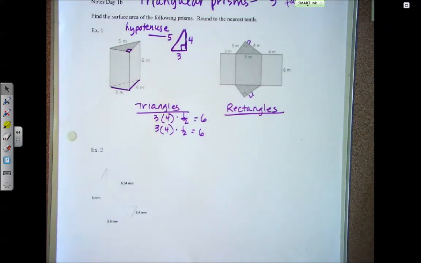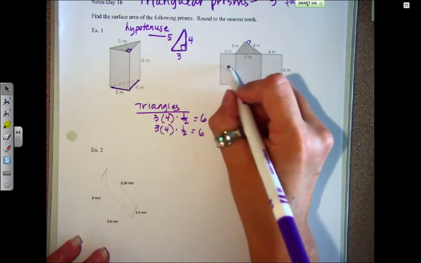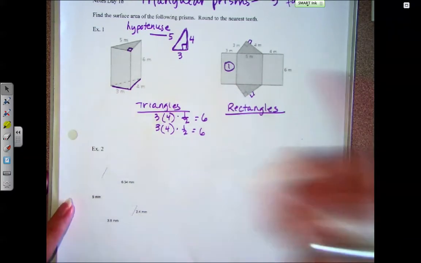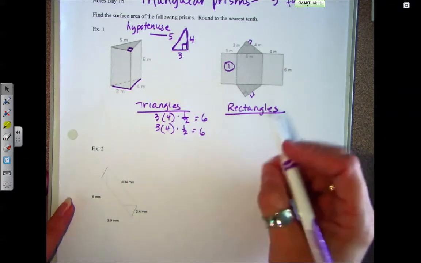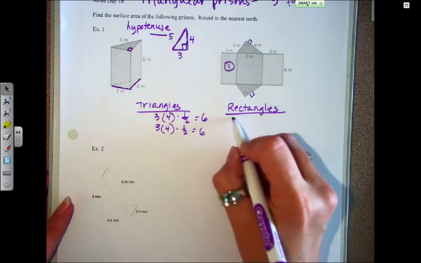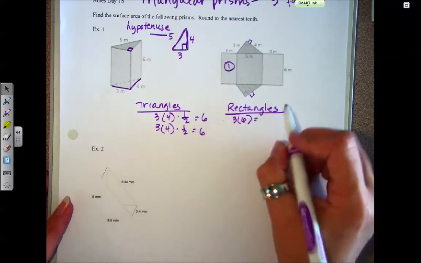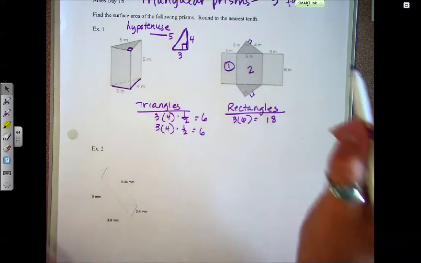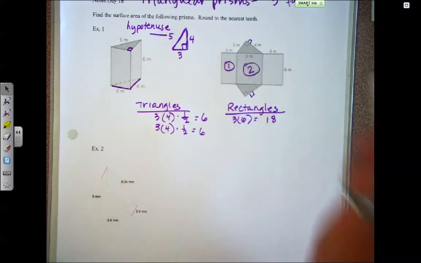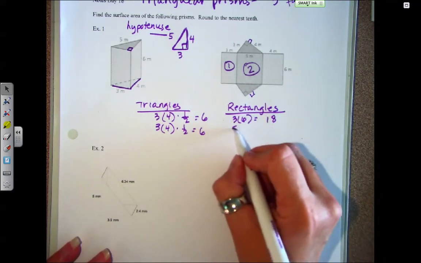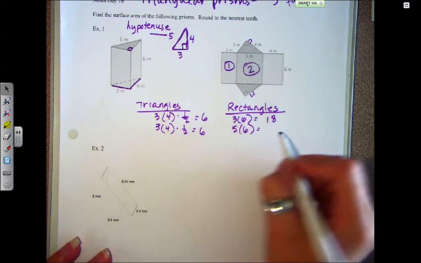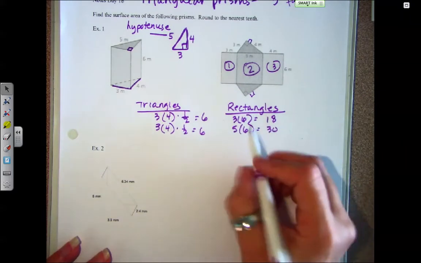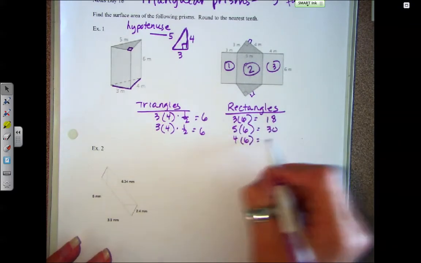Rectangles. How many rectangles do I have? 3. Okay. So the rectangle on the far left, I've labeled it number 1. What are its dimensions? 3 by 6. Which gives us? 18. The second rectangle has what dimensions? 5 by 6. Which gives us 30. And the rectangle on the far right, 4 by 6, which gives us?